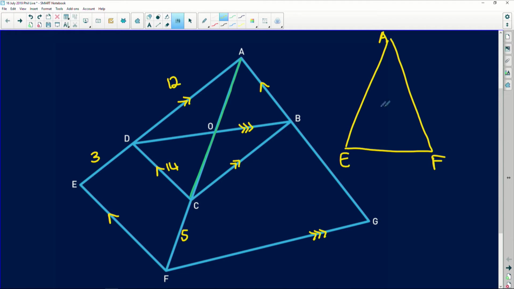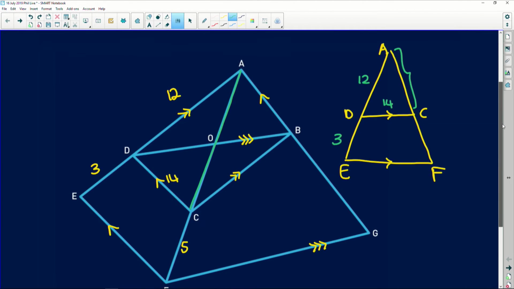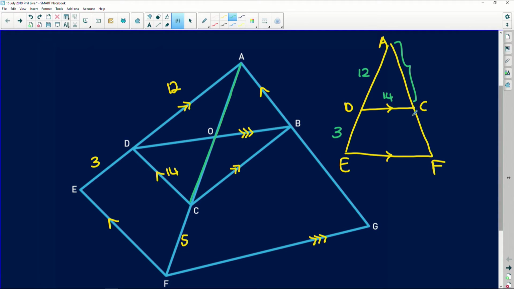And then we've got DC parallel to the base. So we've got DC there, and we know that these lines are parallel. We're trying to find AC here. We've been given that AD is 12, DE is 3, and DC is 14. Because these two lines are parallel to each other, remember, a line drawn parallel to another side of the triangle divides the other two sides in proportion.